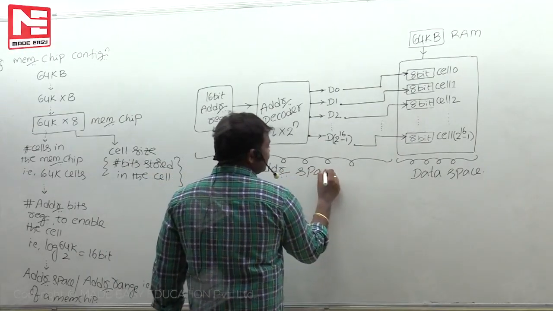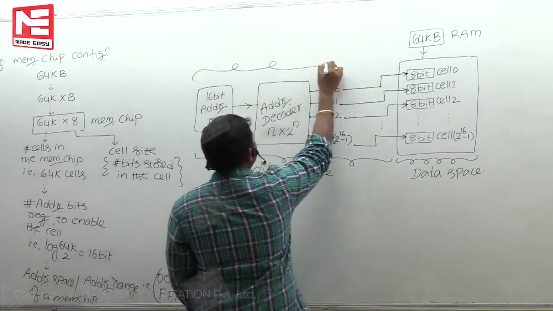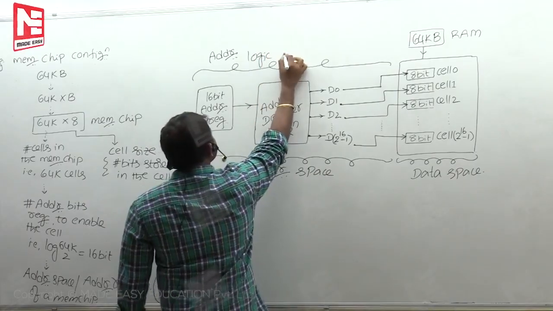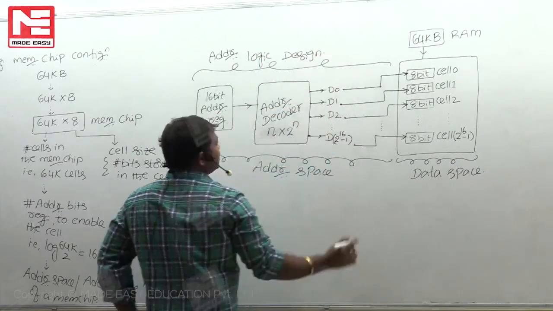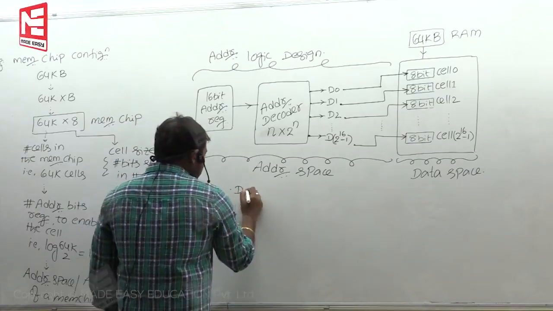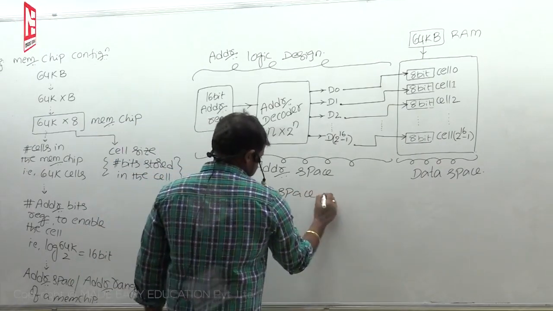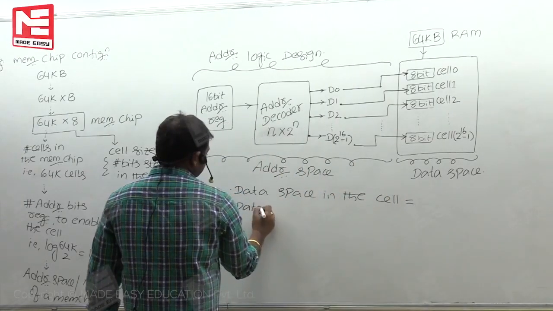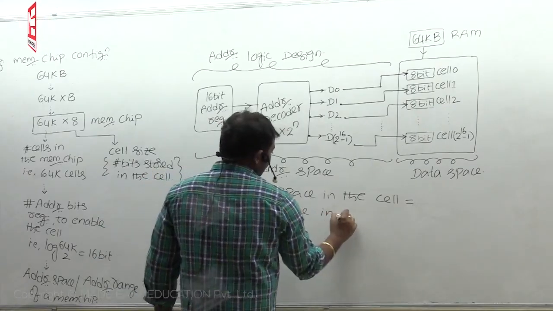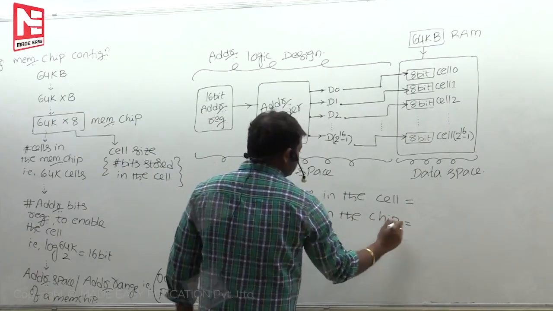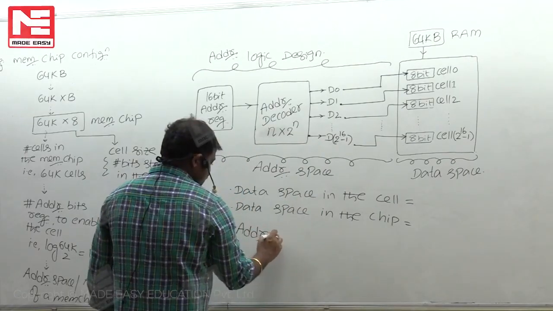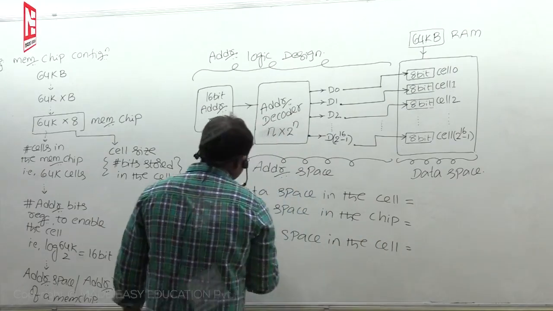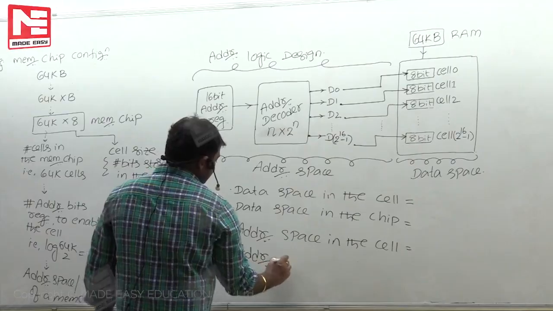This is address space and that is data space. This is called the address logic design. Okay. Now, let us conclude the points. Data space in the cell, data space in the chip, address space in the cell, then address space in the chip.